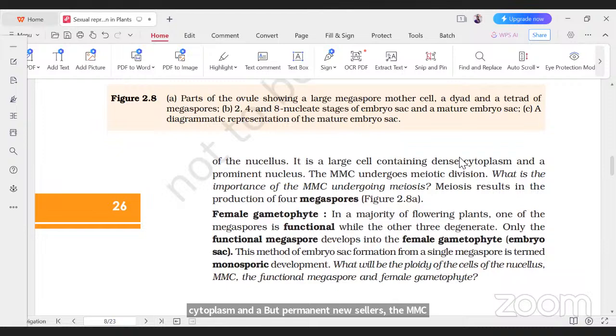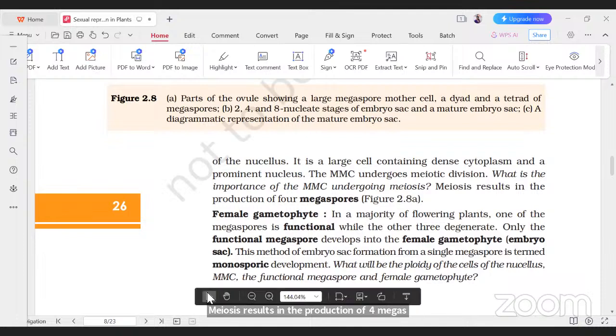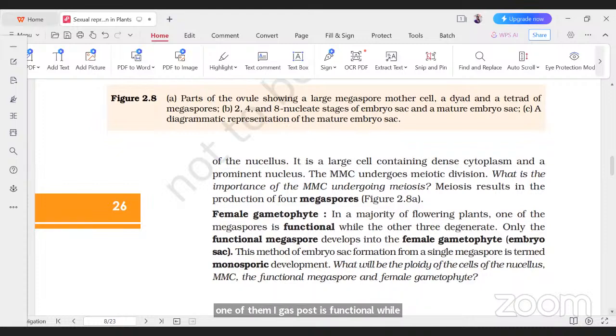What is the importance of the MMC undergoing meiosis? Meiosis results in the production of four megaspores. Female gametophyte: in a majority of flowering plants, one of the megaspores is functional while the other three degenerate. Only the functional megaspore develops into the female gametophyte, the embryo sac. This method of embryo sac formation from a single megaspore is termed monosporic development.